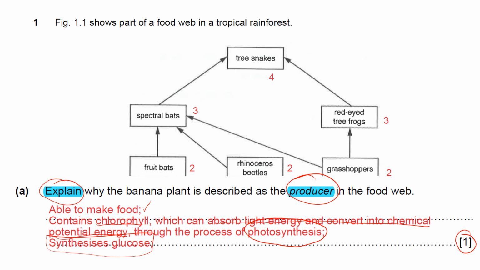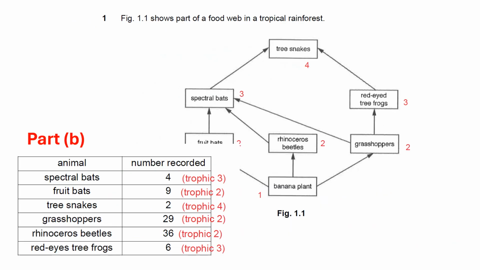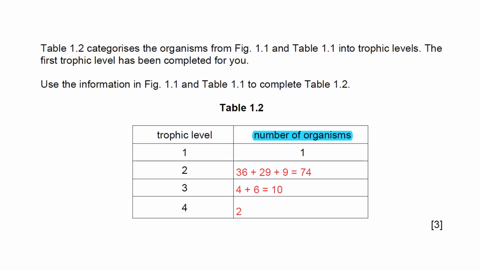Now the more difficult part of this question is part B. In part B, they ask you to calculate the total numbers of the organisms in the food web. In order to do that, you need to figure out their trophic level. I've given you the trophic levels for the 6 organisms over here. From here, you must figure out the total number in each trophic level, which is 74 for trophic level 2, 10 for trophic level 3, and finally, because it's only one organism, there are 2 of them. So 74, 10, and 2. Trophic level 1 is already given to you as 1.